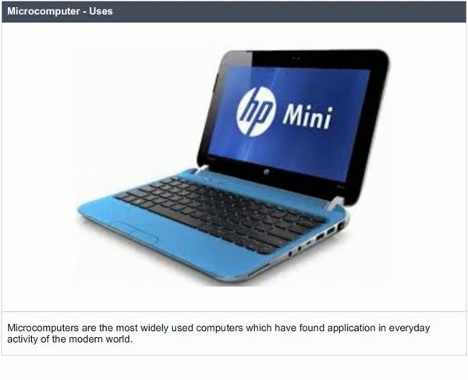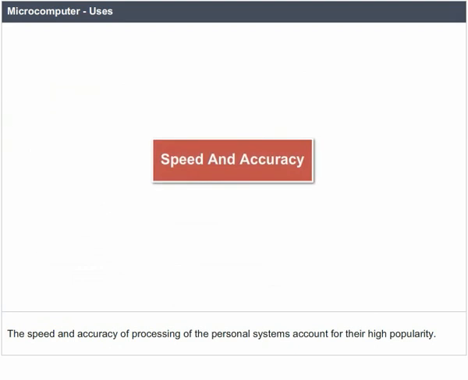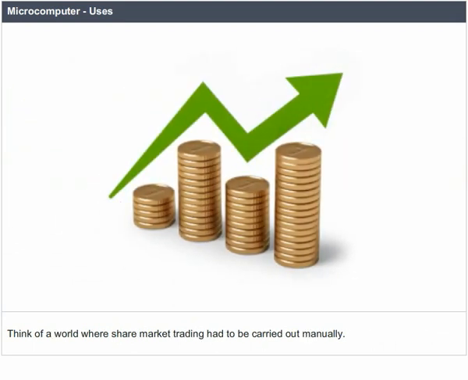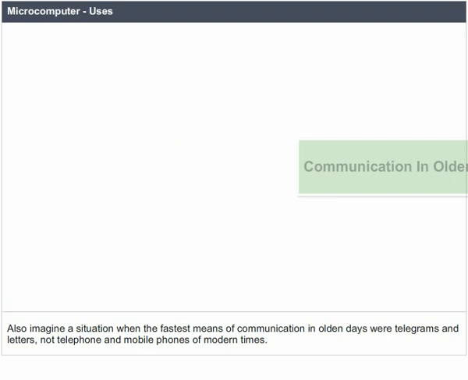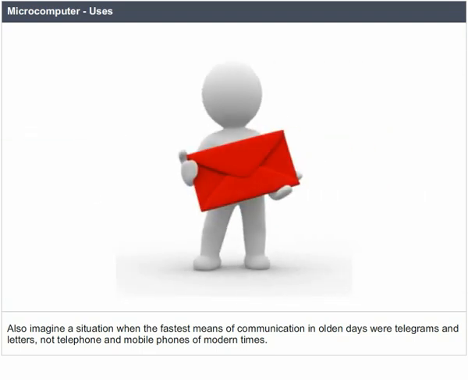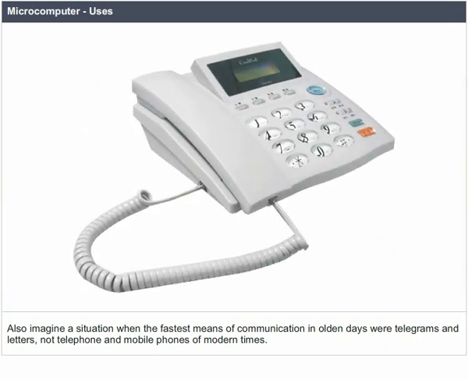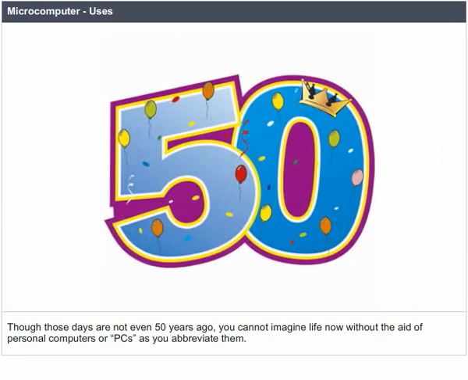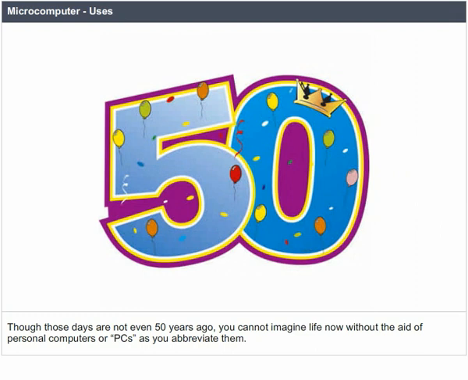Microcomputer uses. Microcomputers are the most widely used computers which have found application in everyday activity of the modern world. The speed and accuracy of processing of the personal systems account for their high popularity. Think of a world where share market trading had to be carried out manually. Also imagine a situation when the fastest means of communication in olden days were telegrams and letters, not telephone and mobile phones of modern times. Though those days are not even 50 years ago, you cannot imagine life now without the aid of personal computers, or PCs as you abbreviate them.